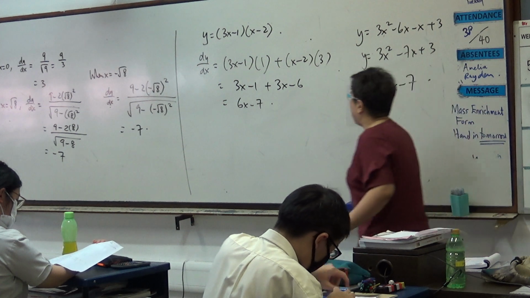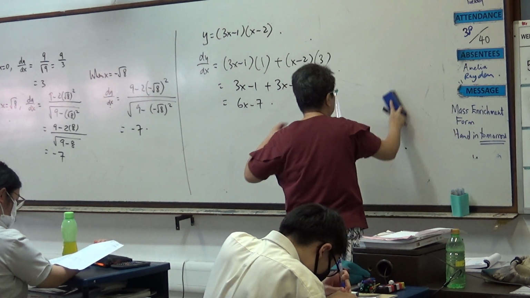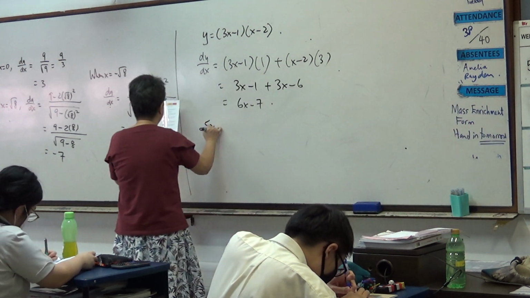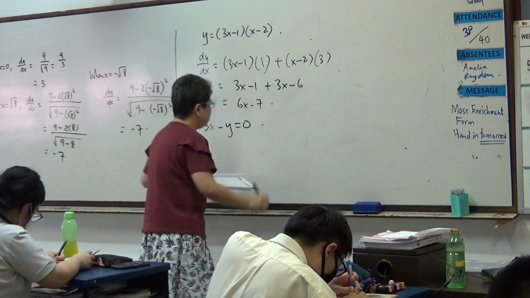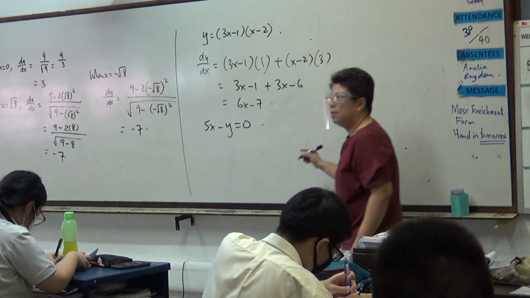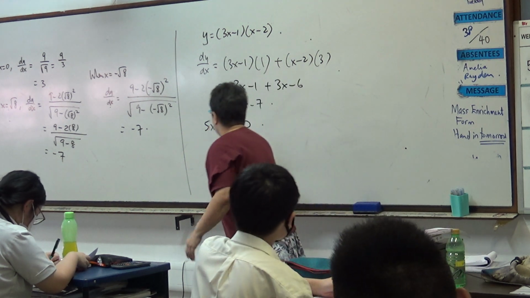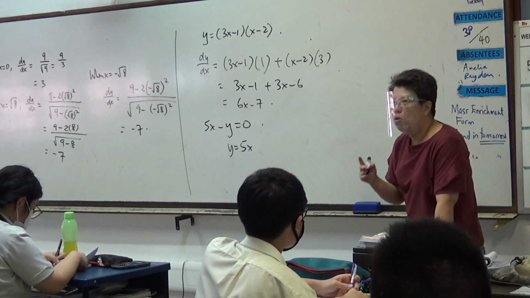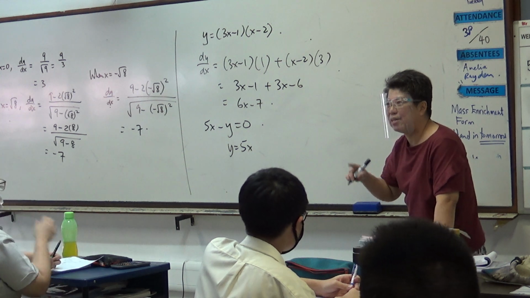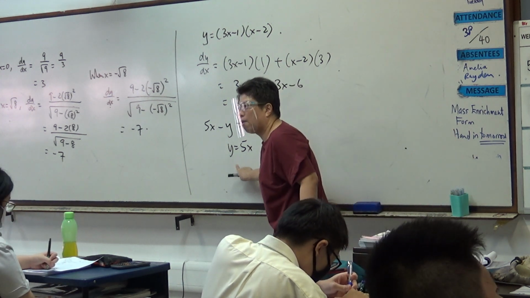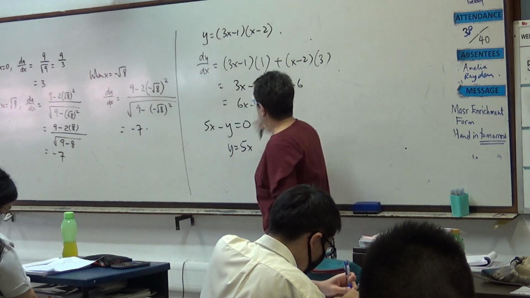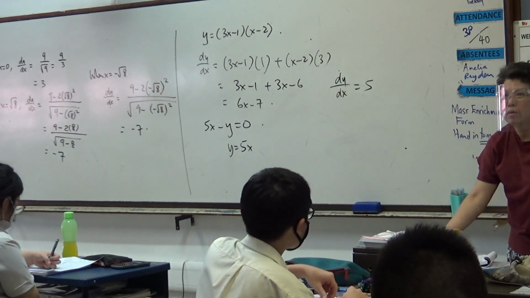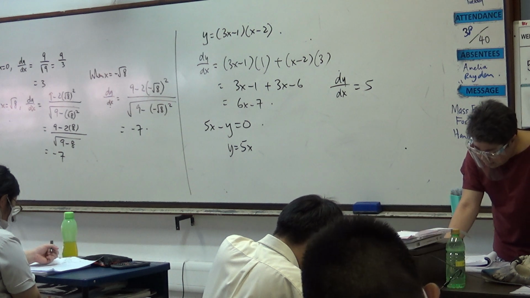Now, what do you mean by the gradient is parallel to this line? I have 5x minus y equals 0. All of you look up, please. This one is an easy question actually. That means y equals 5x, right? Remember, y equals mx plus c. So what's the gradient here? 5, right? Correct now. Gradient is 5. That means dy/dx is 5, right? Agree, class? Because the tangent is parallel to this line.